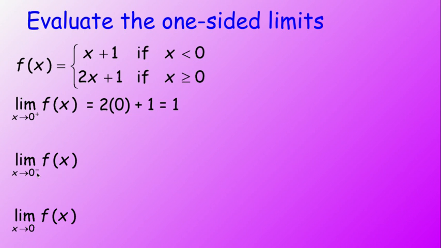Now, if you see a negative sign after the number, that doesn't mean it's in front, that it's negative. It means we're approaching 0 from the left-hand side. So from the left-hand side, that would be values of x that are less than 0.